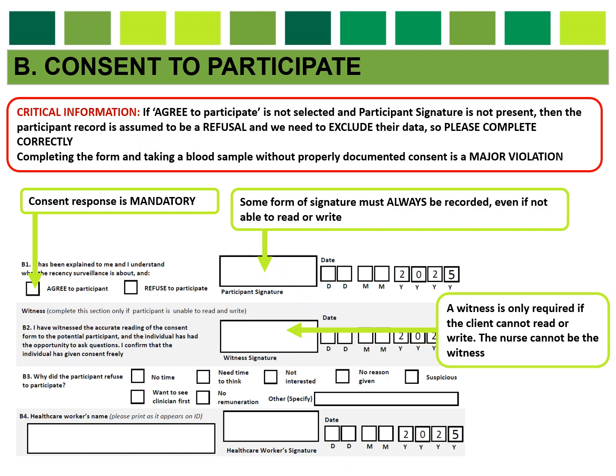So remember, consent response is mandatory. If we don't know whether they've agreed or refused, we have to note that it was a rejection. Make sure that you are always encouraging the participant to sign in the block, because if there isn't a signature, we reject the enrollment. So even if you fill in the form and provide a blood sample, if there is no signature there, we have to exclude this participant from the study.